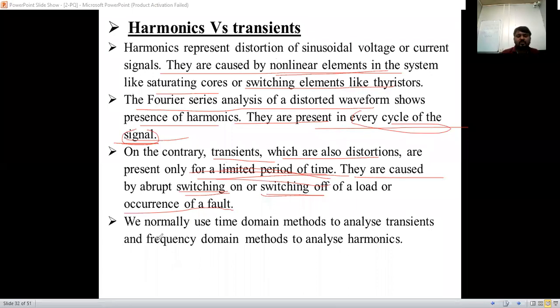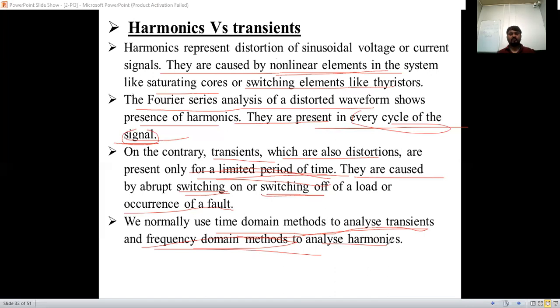We normally use time domain methods to analyze transients, and for harmonics we are going to use frequency domain methods for the analysis.